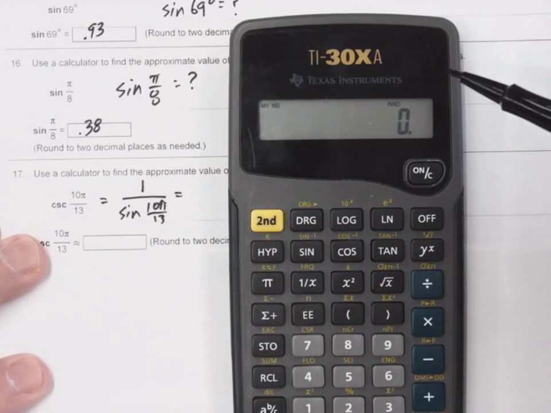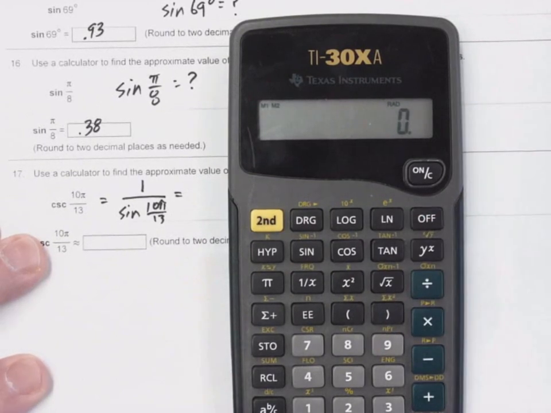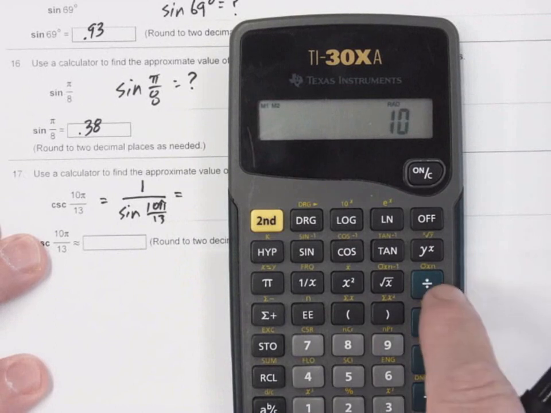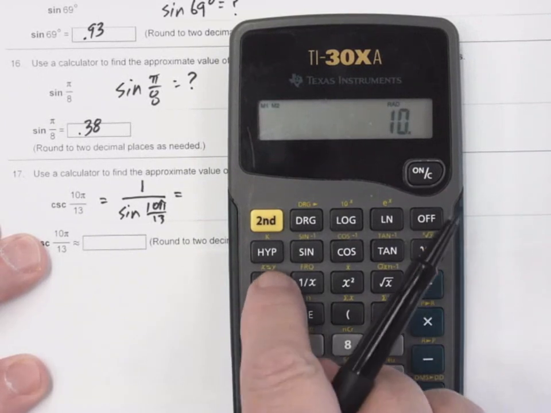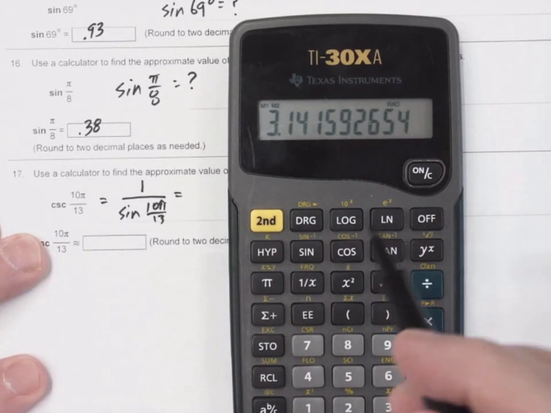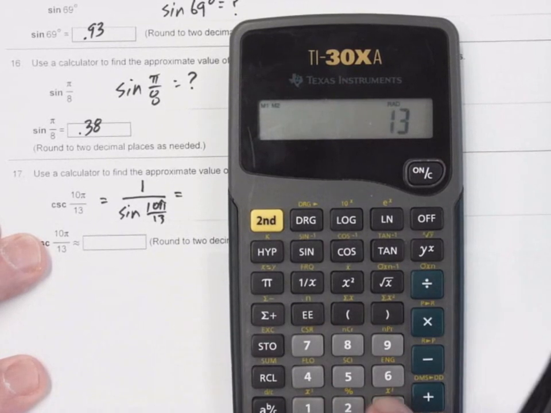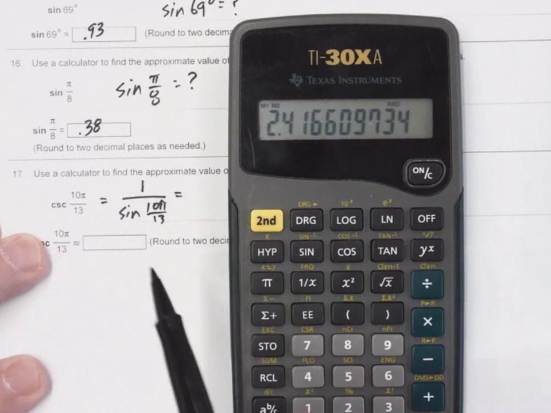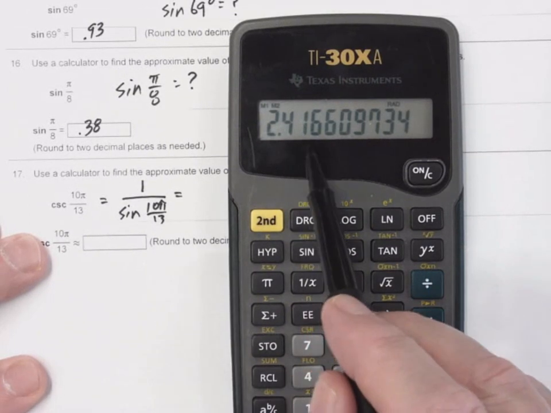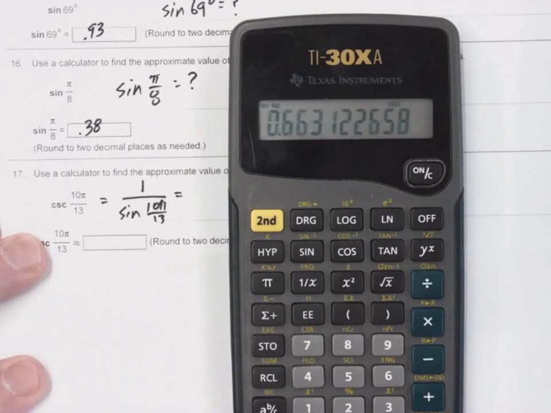I have to make sure I'm in the radian mode, because this angle's in radians. I'm in the radian mode. So 10 times pi. You have to use the pi key for these kinds of problems. Don't type in 3.14. You need to actually hit the pi key. So 10 times pi divided by 13. So 10 pi over 13 is 2.4166. I'm now going to hit the sine.